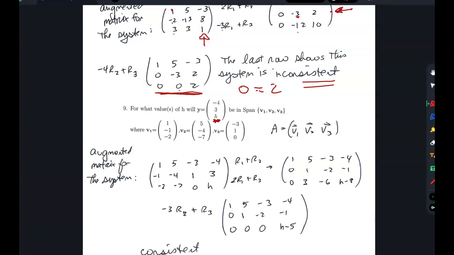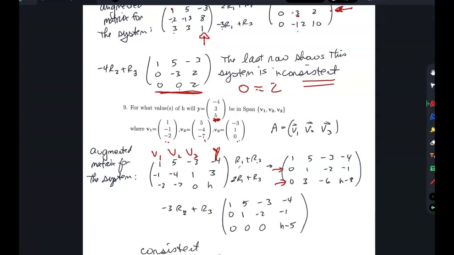Here we're looking for the value of h to see if this y vector can be written as a linear combination of those vectors, v1, v2, v3. So here's my v1, here's my v2, here's my v3, and here's my y, right? Now I'm going to do row operations: take row 1 and add it to row 2 and put it here. Then multiply row 1 by 2 and add it to row 3 and get it here.